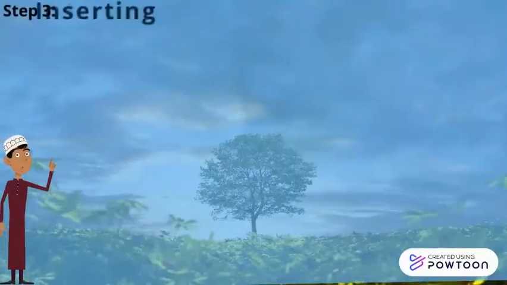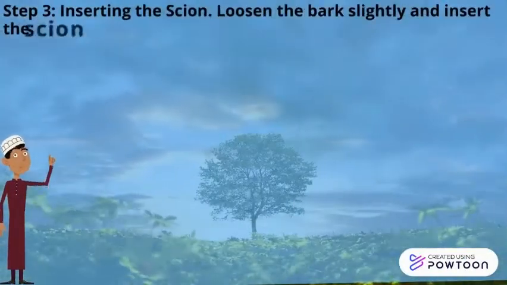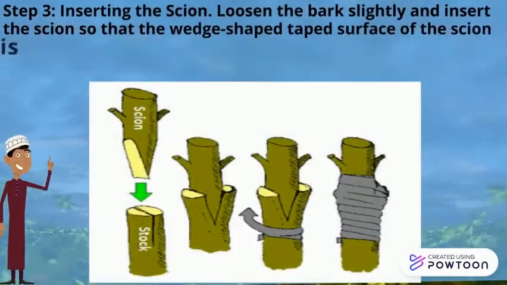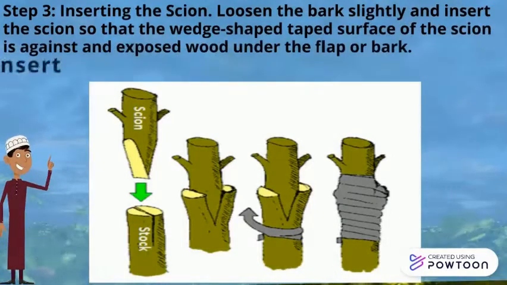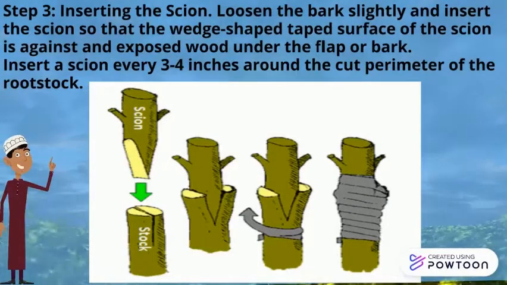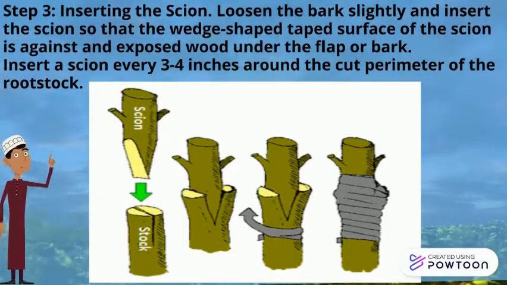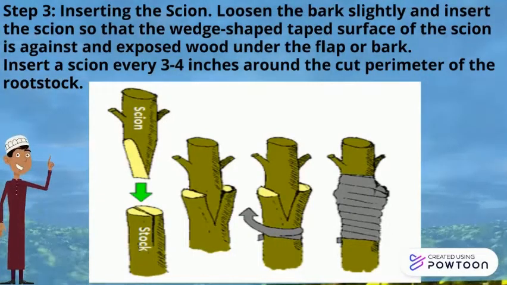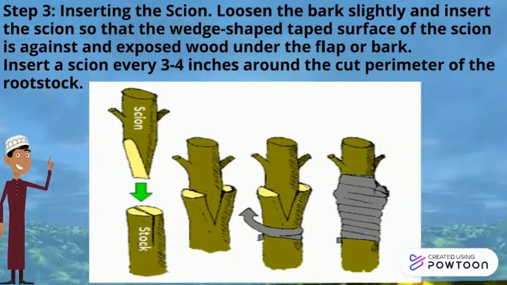Step 3, inserting the scion. Loosen the bark slightly and insert the scion so that the wedge-shaped tapered surface of the scion is against the exposed wood under the flap of bark. Insert a scion every 3 to 4 inches around the cut perimeter of the rootstock.